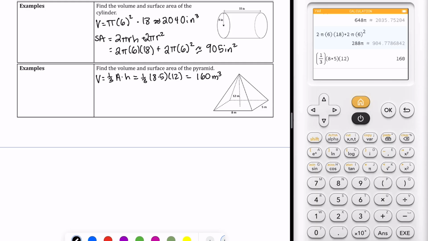All right, surface area, we've got these triangles, and we have 2 types of triangles here. We have 2 of these, and we have 2 of these.